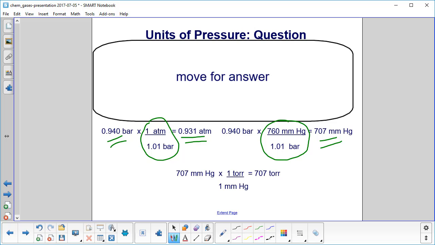And then converting into torr, that's a simple one. 1 torr equals 1 millimeter of mercury. So we take this mercury over here and convert it, and we get 707 torr. So there's a lot of different conversions here, all giving us equivalent answers.